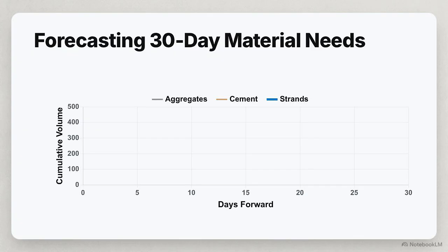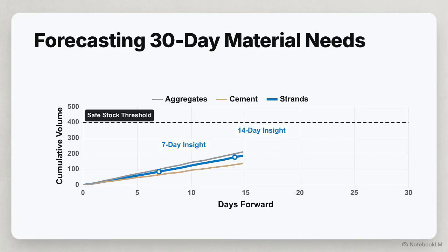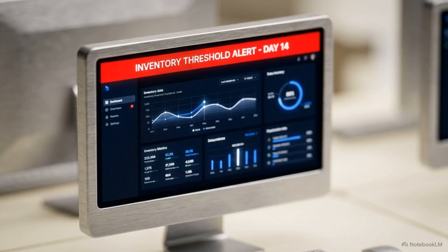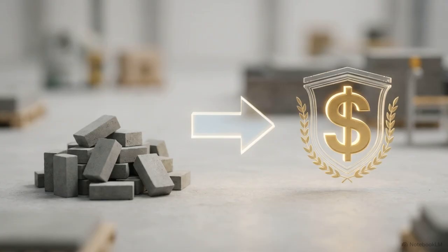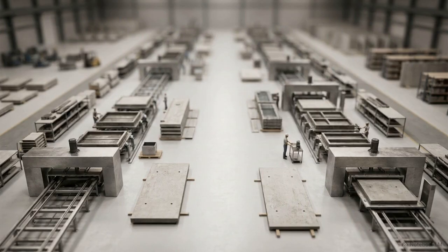This chart visualizes the predictive intelligence extending from the order book. By utilizing time series forecasting, the software predicts exact requirements for cement, strands, and aggregates 7 to 30 days in advance. If a trend line crosses the safe stock threshold, the system automatically flags the upcoming shortage or potential overstock, completely preventing emergency procurement orders or sudden halts in production. Converting total wastage into monetizable inventory while predicting material needs with absolute certainty allows a mid-sized factory to heavily reduce its holding costs and optimize its operational cash flow.